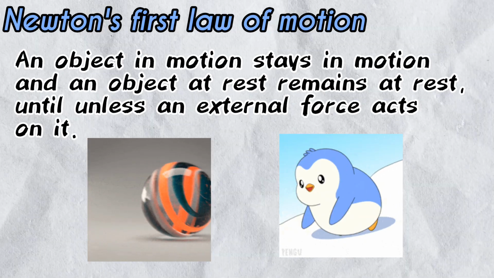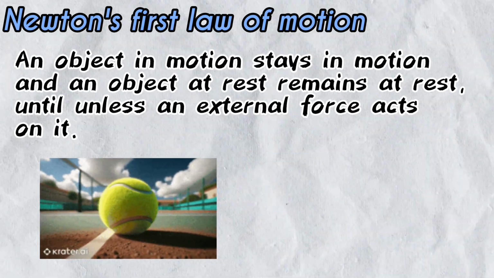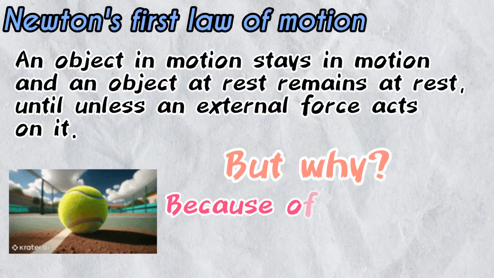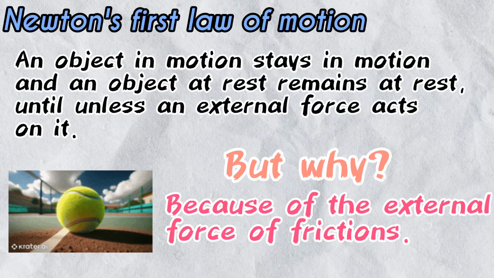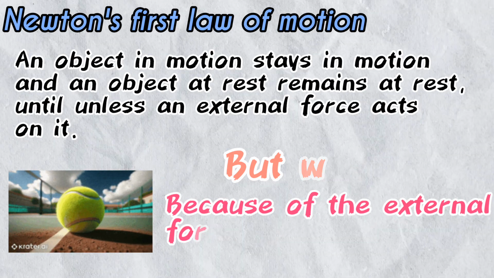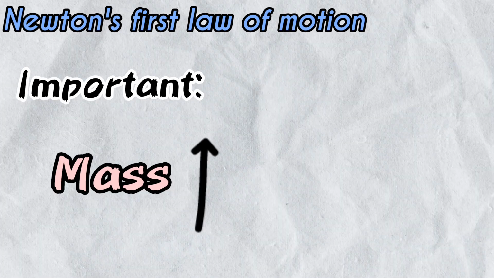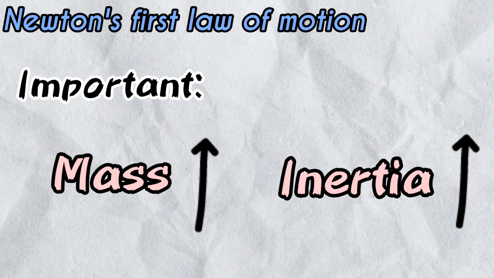But when friction force is acted on it, it stops. Why? Because there is an external force of friction which is acting on the ball to stop it. Otherwise, the ball is never going to stop. Also, this is very important to note that when the mass of a body is very high, the inertia will be very high as well.